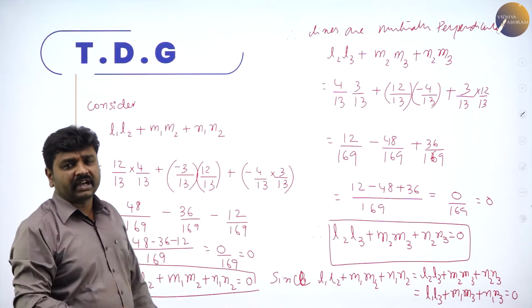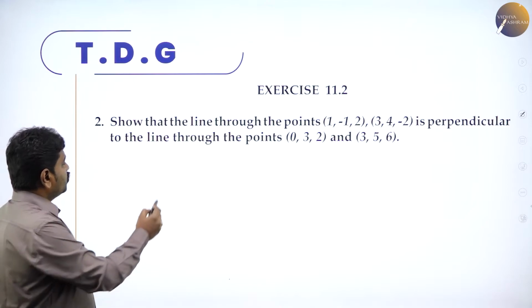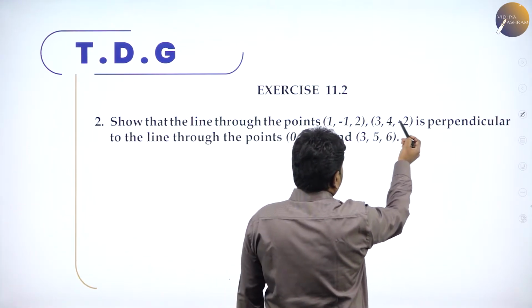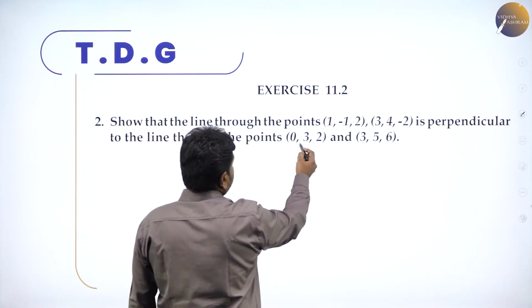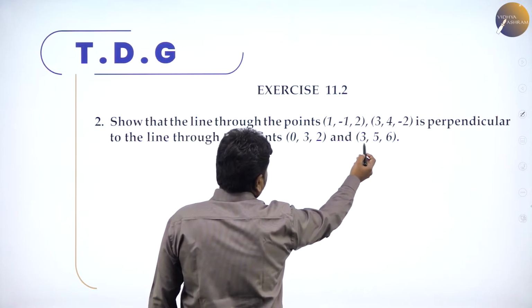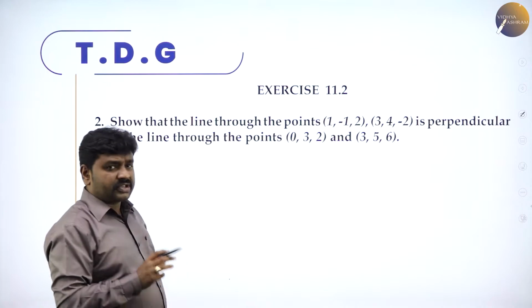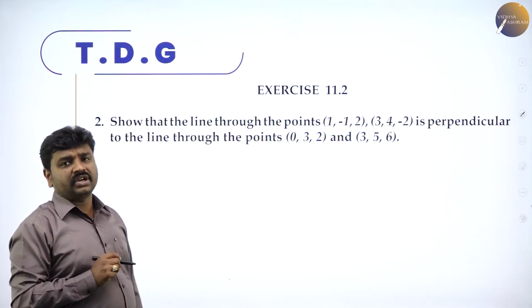Sum of product of direction cosines corresponding should be 0. So now the next one: show that the line through the points 1, minus 1, 2 and 3, 4, minus 2 is perpendicular to the line through the points 0, 3, 2 and 3, 5, 6. Dear students, whenever they give points, first find the direction ratios of the line joining the points.